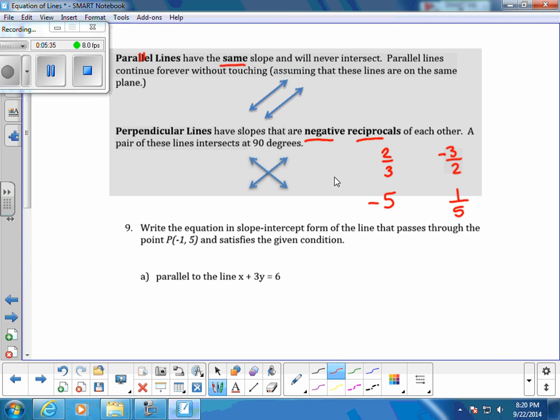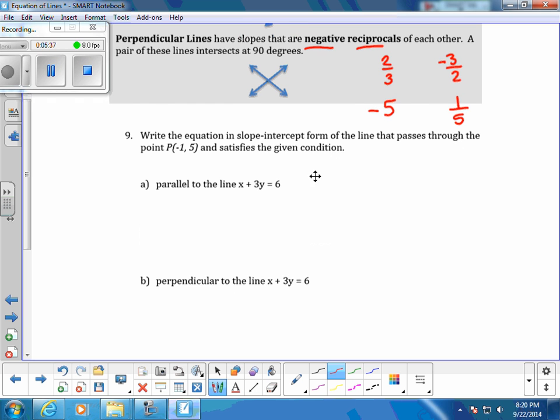The next thing you're going to do is write the equation in slope-intercept form. So we're going to recall where we're going. Slope-intercept form, passing through a point P given the following condition. Now, parallel to this line. All we need to know about parallel is we need the slope of the very first line that's given.